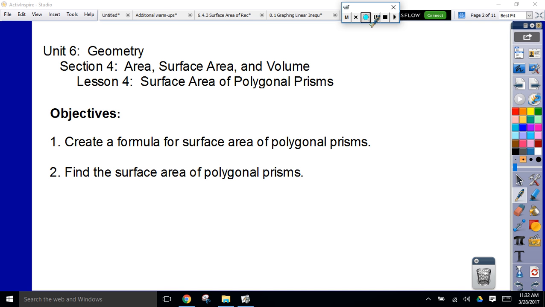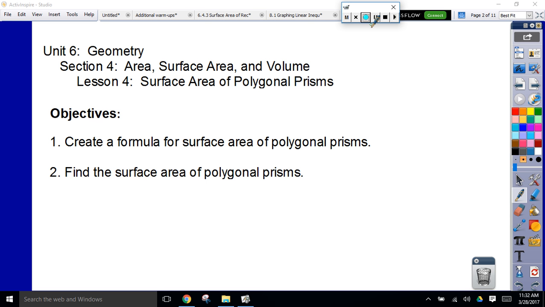Today we're going to talk about surface area of polygonal prisms. Those of you who have Chromebooks, please close them up. You probably still want to pay attention to this, and then you can go back and fill in your notes later. We're going to be creating a formula for the surface area of polygonal prisms. This means any kind of polygonal prism.